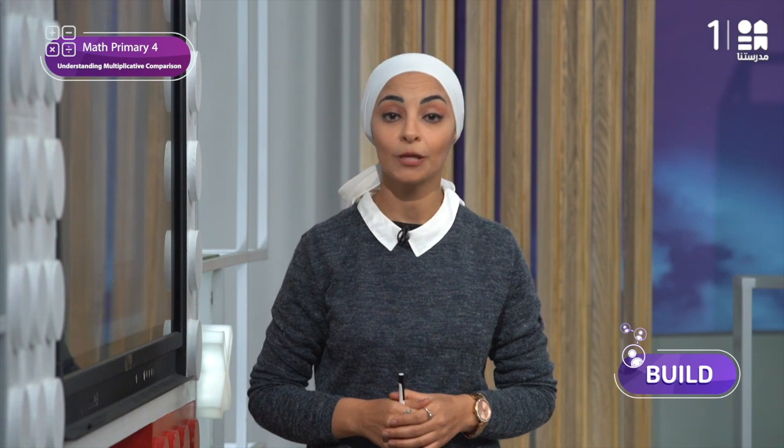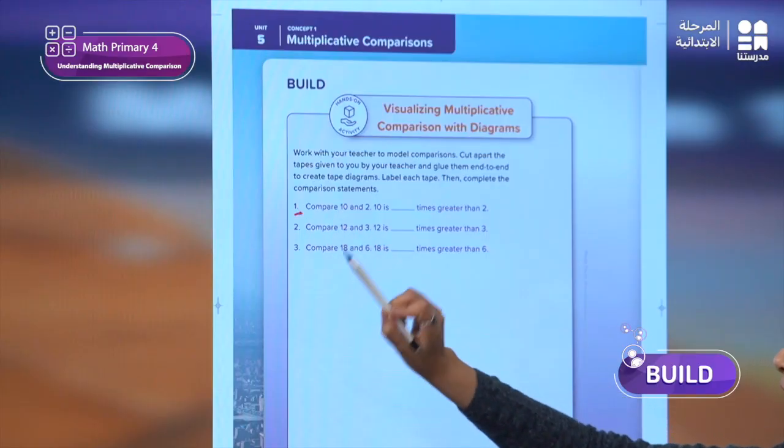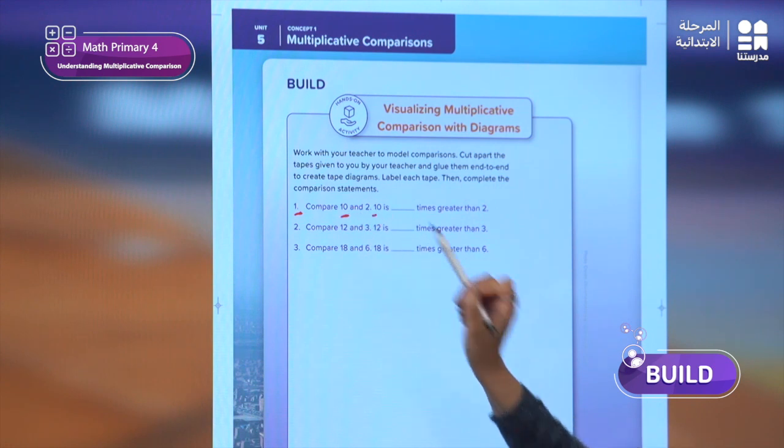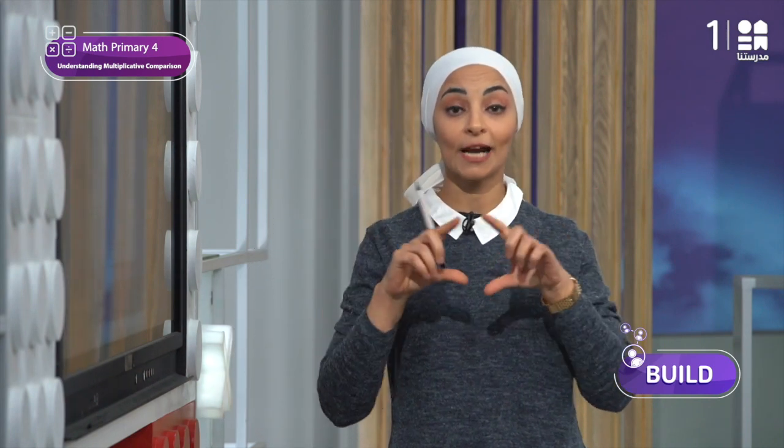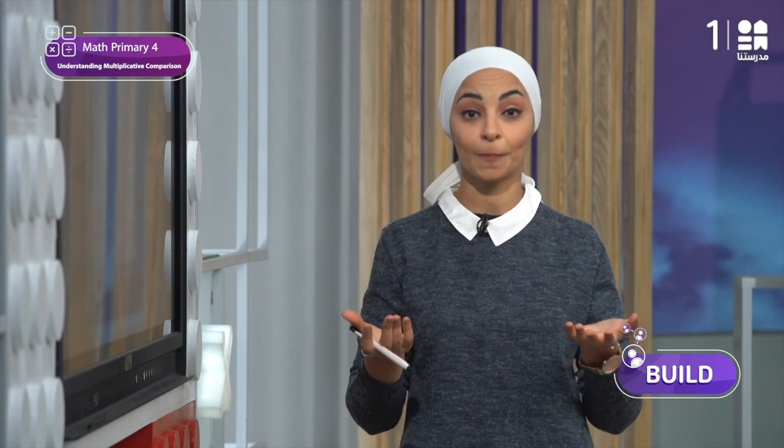In the first problem we need to compare 10 and 2. This is the first problem. أنا عايزة أعمل compare ما بين 10 و 2. Here we need to compare 10 and 2, which means we need to know how many 2's are in 10. يعني عايز أعرف ال 10 دي فيها كام 2. Let's draw the tape diagram all together.